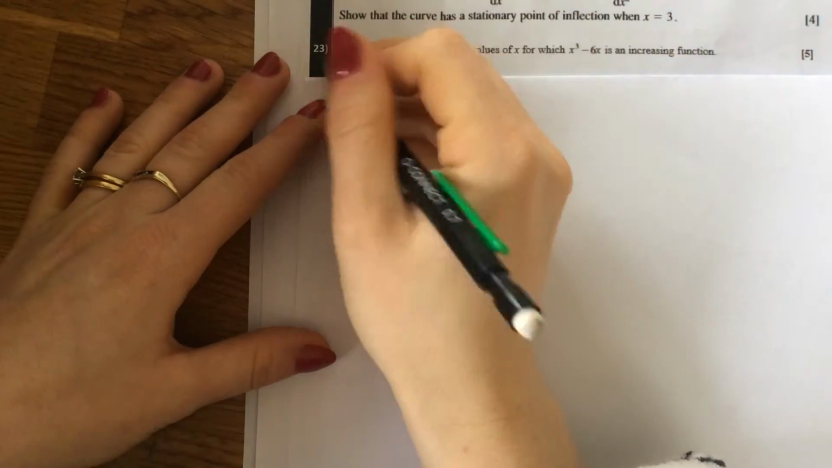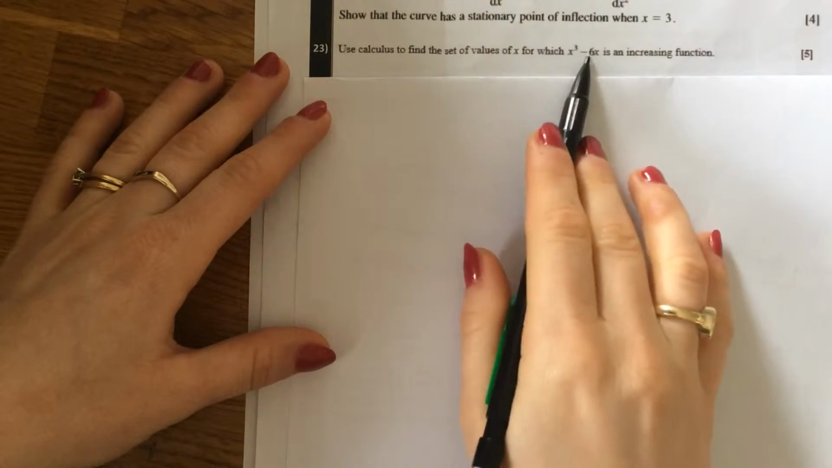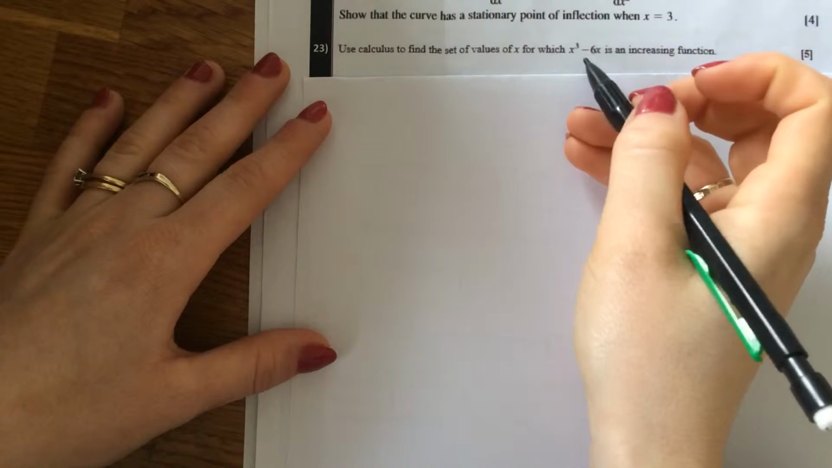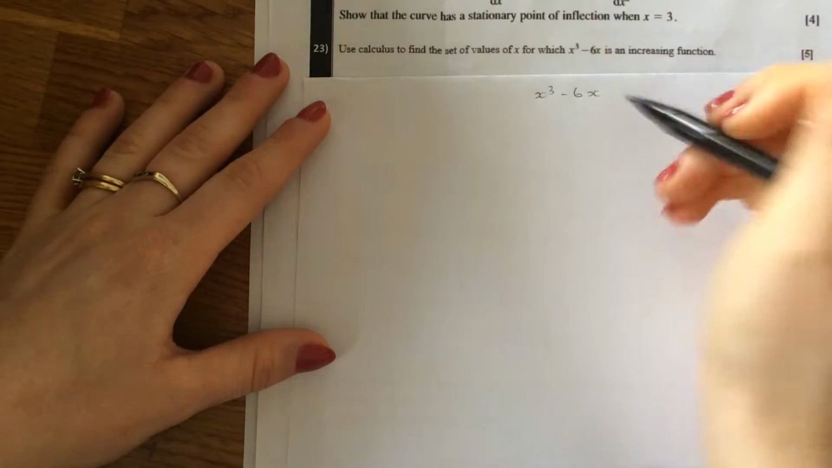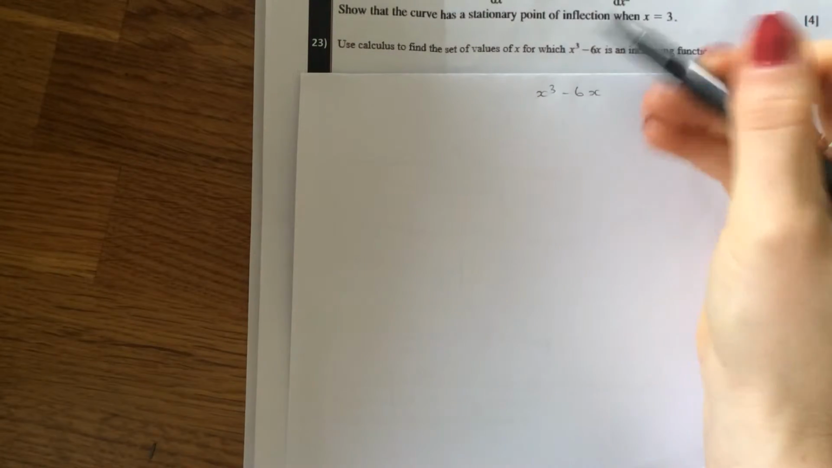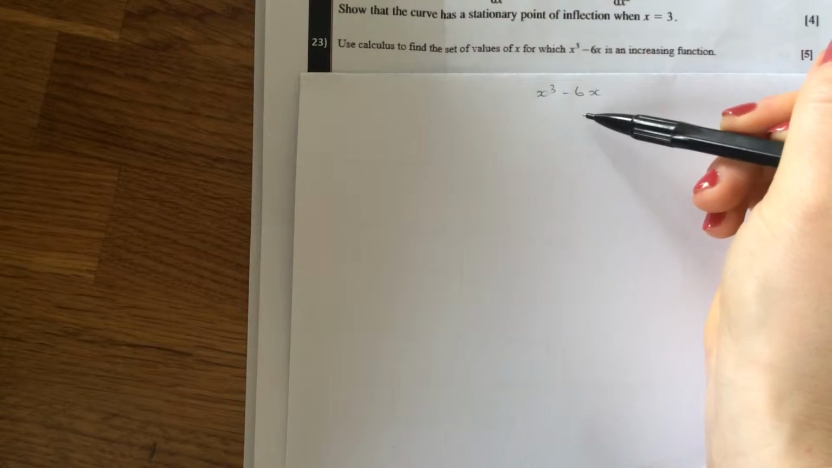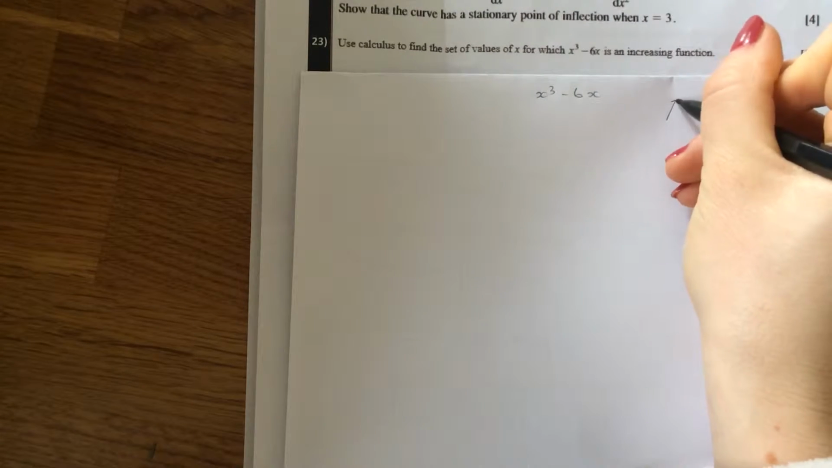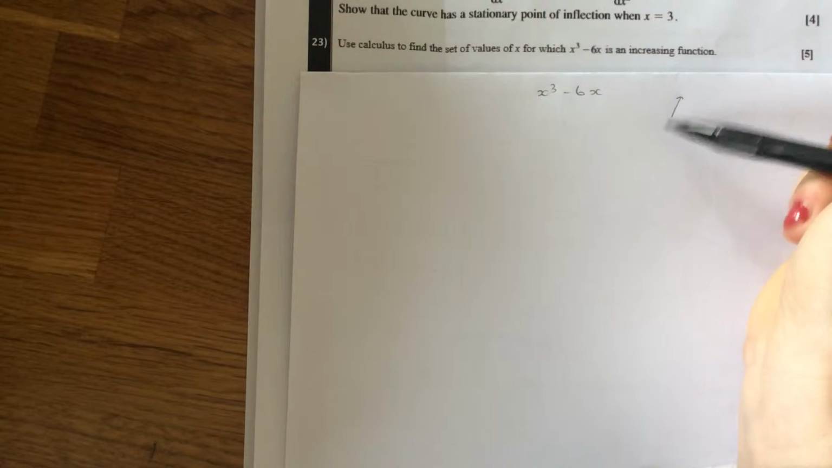Hi, so I've been asked to look at question 23, which is finding the set of values for which x cubed minus 6x is an increasing function. So we've got a cubic graph here. We need to find basically the stationary points and then find their nature so we can tell when the graph is increasing. So increasing just means when is the gradient positive or when is it going uphill.